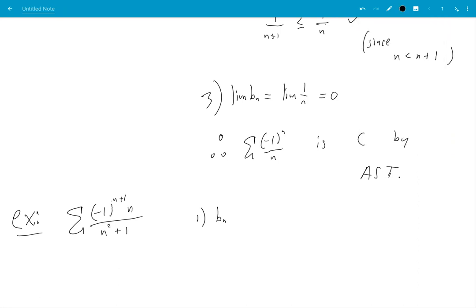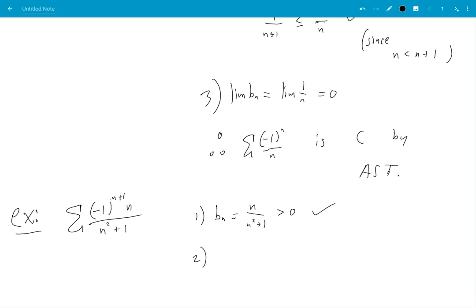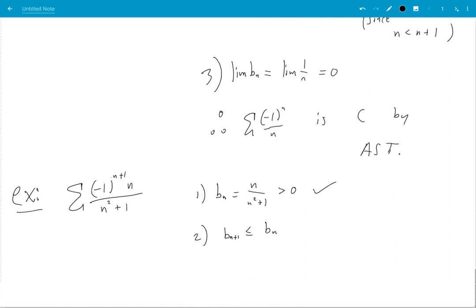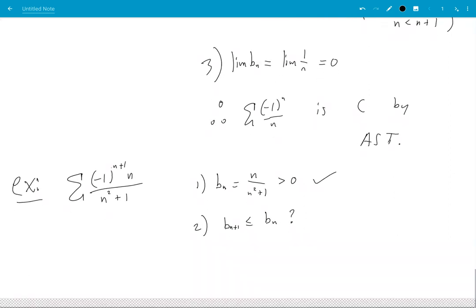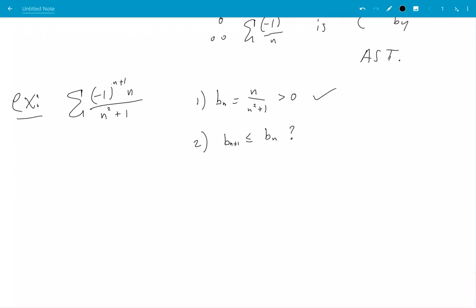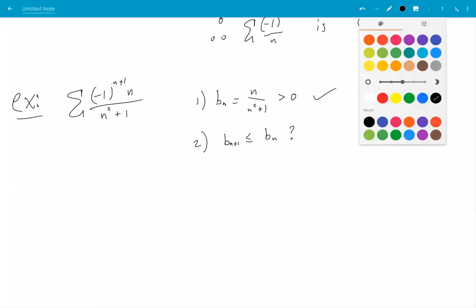1. bn is the non-alternating part, so I just drop the alternating factor. And this is obviously positive. No problem. 2. Decreasing. Is that true? Well, yeah, I think so, but let's do a little demonstration here.